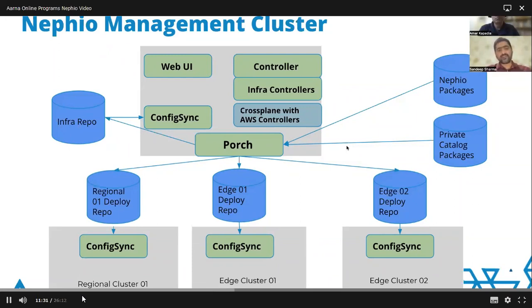And then along with that, we have the infra repo. The infra repo is supposed to contain the infrastructure related packages. So in our example, the infra repo will have the KPT package, which has the Crossplane KRM objects. And then there is a repo which has the Nephio packages itself, which are basically the controllers that we see, the config sync and Porch. And then private catalog packages contain the raw workload packages. Yeah, so this slide basically describes all the components that are part of this demo.